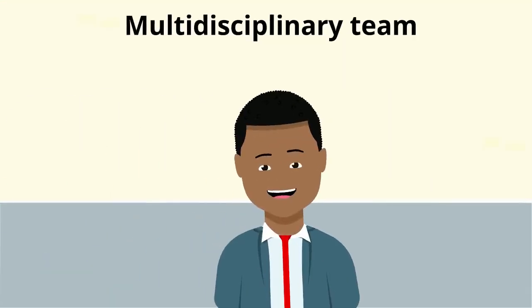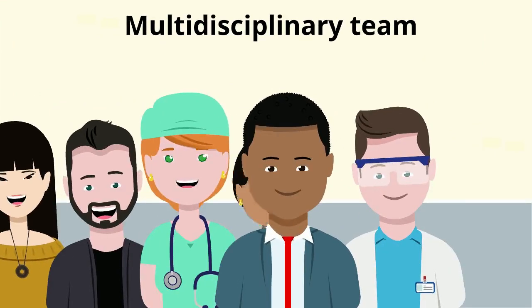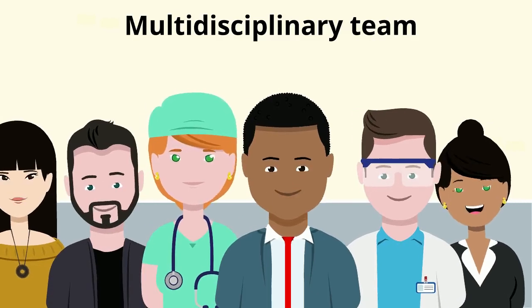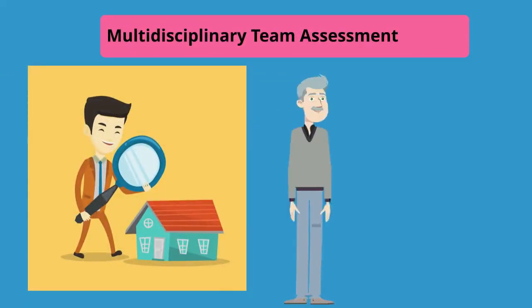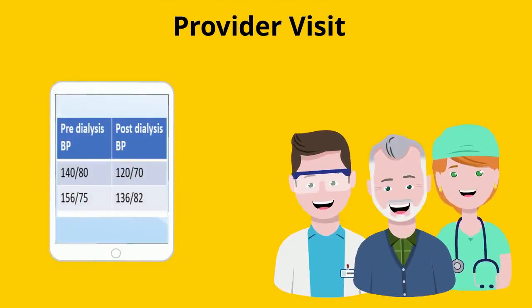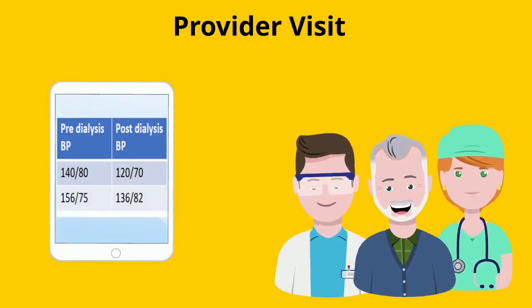The patient is at the center of the multidisciplinary team. Each member of the team is crucially important in supporting the home patient and working together to troubleshoot if problems arise. The team regularly assesses home stability and ongoing caregiver support. At each monthly visit, depending on the HHD machine, the provider may have an app to review the patient's data and treatment logs.